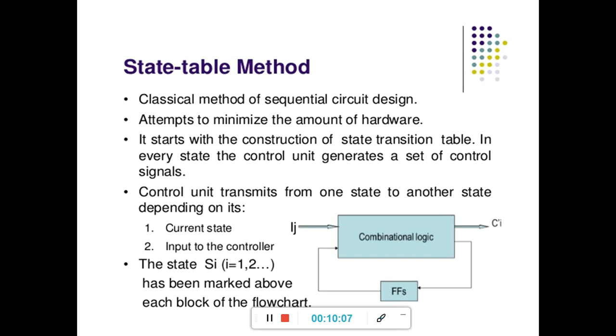Once again, repeating: we have n possible states. From those possible states we can take only 10. From those 10 we can choose only 5, and from those 5 we can generate a timing signal or control signal. This is called the state table method. Another name for it is the classical method of sequential circuit design, I think.